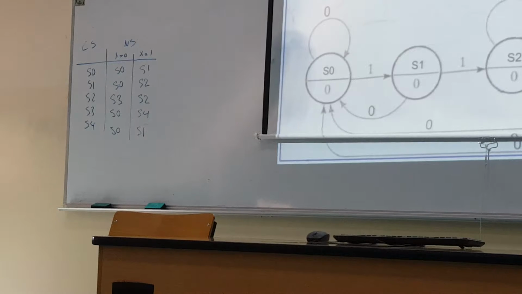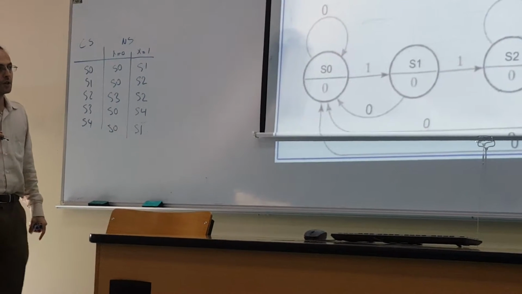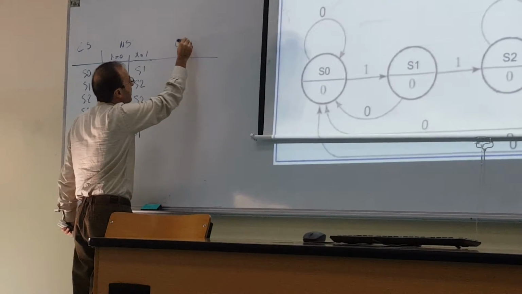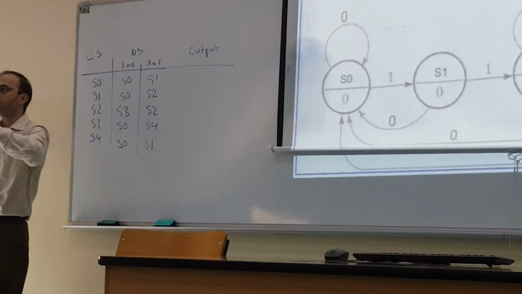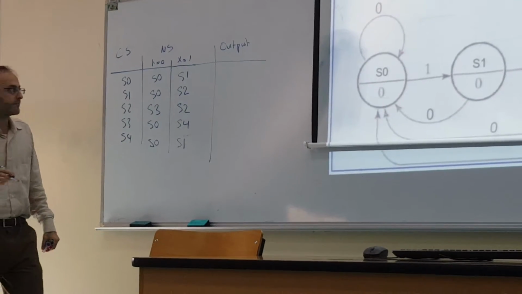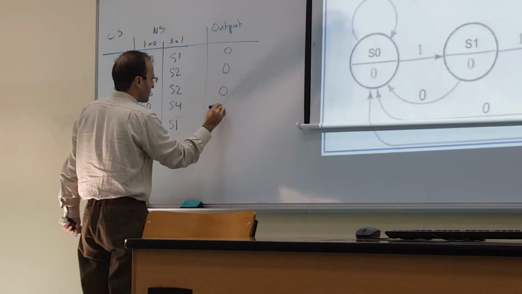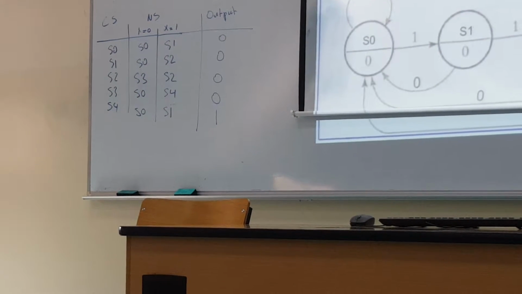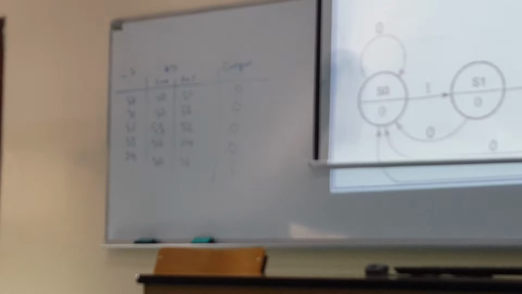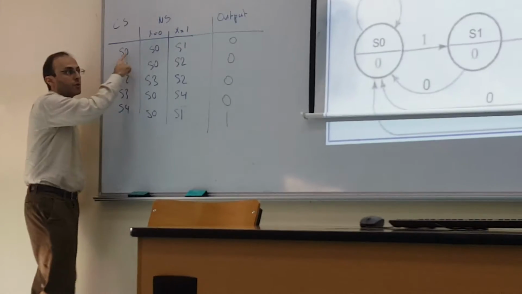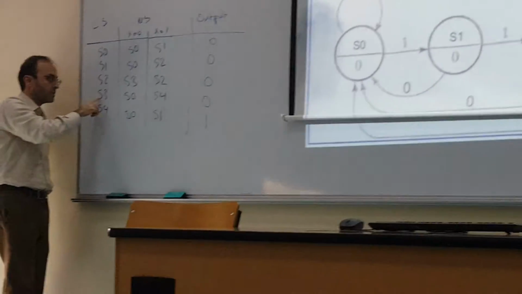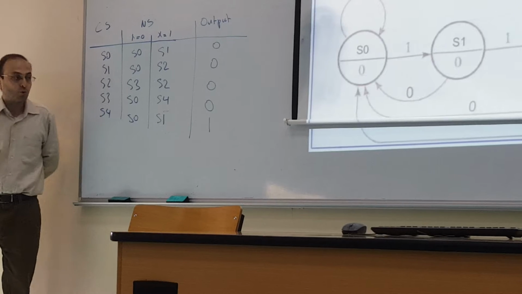Okay, now don't forget the output. The output here does not have x equal to 0 or x equal to 1, because it does not depend on the input. So what's the output here? 0, 0, 0, 0, 1. That's all. It has no relationship with the x. It depends on the state. I'm in state 0, the output is 0. State 1, 0. State 2, 0. State 3, 0. State 4, 1. Do I have redundancy?